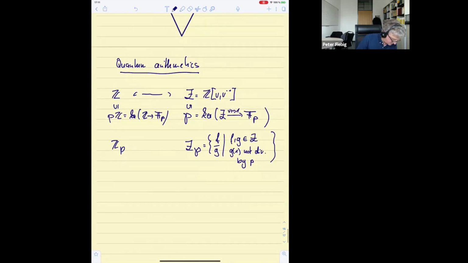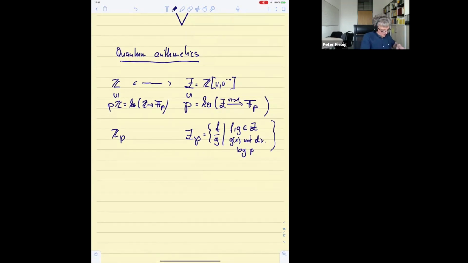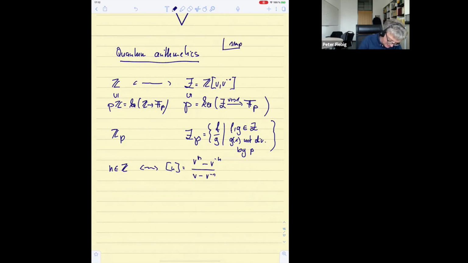So this is a nice ring. Check on my notes if I don't forget anything. And the integers here are replaced by the quantum integers, which are... Maybe I should say now I'm looking at this only at the simply laced case. Otherwise, you have to add some powers of v here.